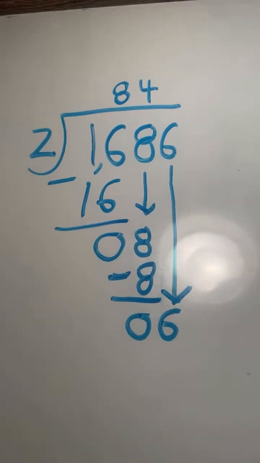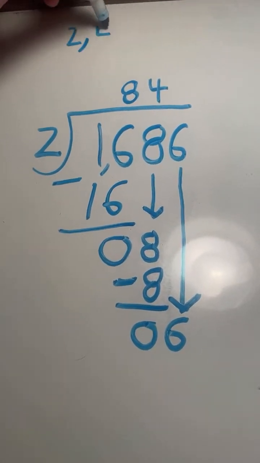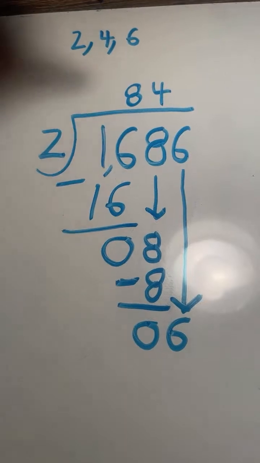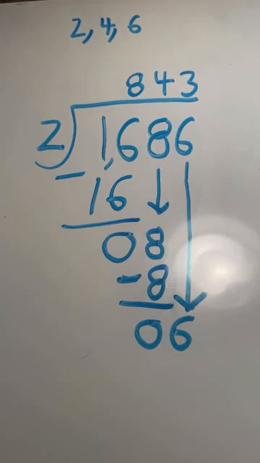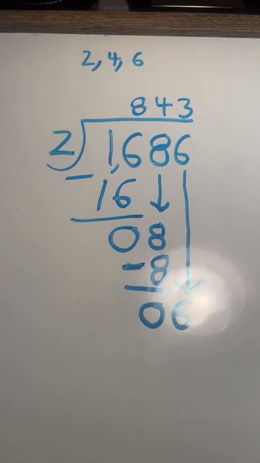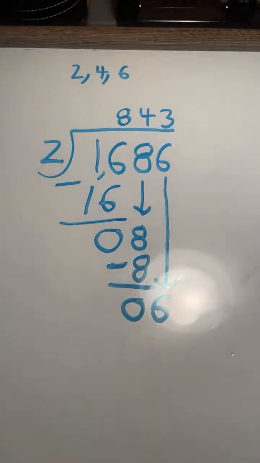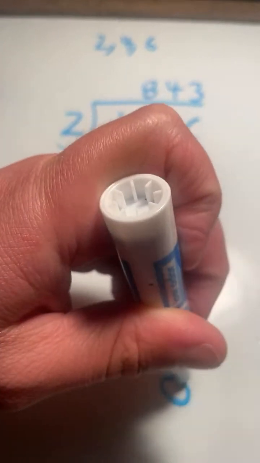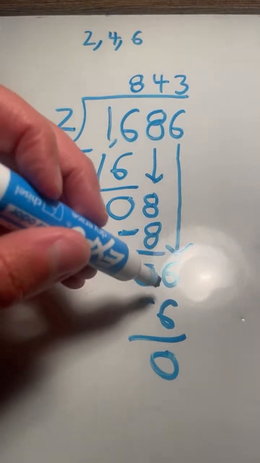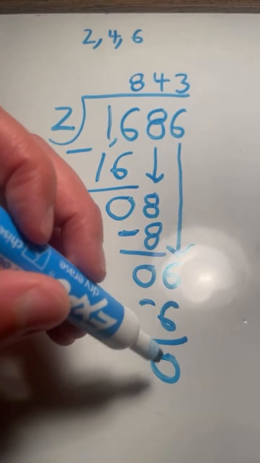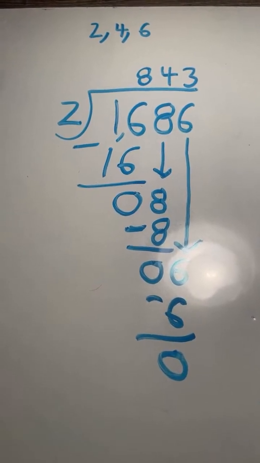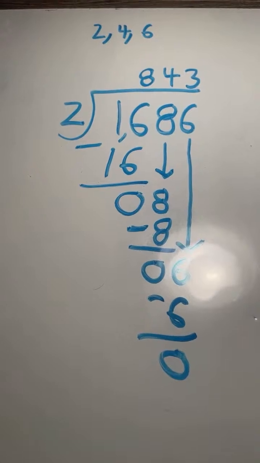Next, we got to figure out how many groups of 2 we can fit into 6. 2, 4, 6. We ended up counting by 2, 1, 2, 3 times to get to 6. 6 divided by 2 equals 3. And we have our final answer, 1,686 divided by 2 equals 843. And then we subtract the 6 at the bottom just to make sure that there is no remainder, and there is no remainder. Doesn't change the answer. But again, 1,686 divided by 2 equals 843.